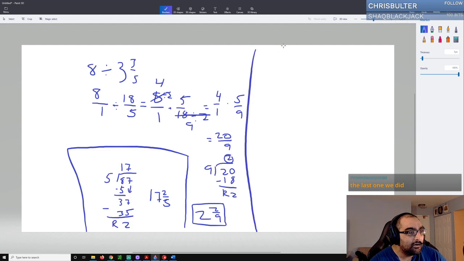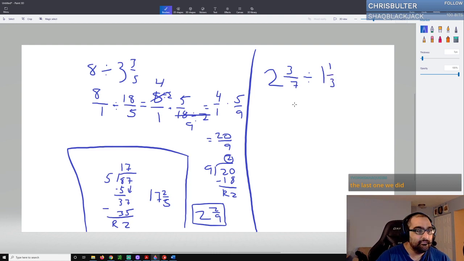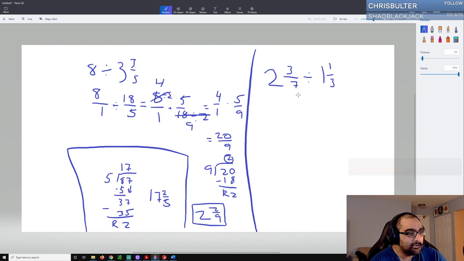All right, so let's do this here. I'll make it up. So how about 2 and 3/7 divided by 1 and 1/3. Okay, so let's go ahead and do this out here. Let's see what we get here. I'm not sure what we'll get, but I'm kind of making stuff up as I go along.